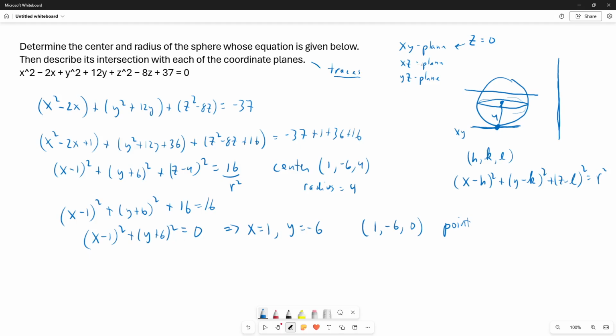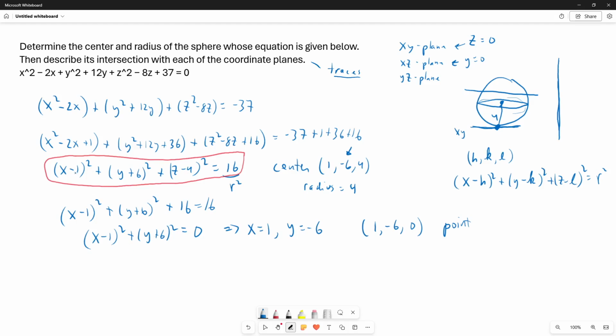What about in the xz plane? In the xz plane, the y coordinate is equal to 0. So here is our sphere. Let's put a box around our equation of our sphere here. And now plug y equal to 0 in there. And we can see that the center point has a y coordinate of negative 6, and the radius is only 4. So I don't think this one's going to touch the xz plane because it's too far away. The center point is 6 units from the xz plane, and the radius is only 4.